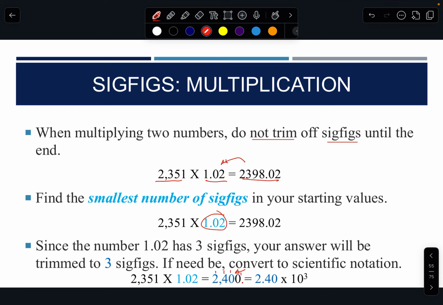So what we need to do is we need to convert this to scientific notation. When we convert it to scientific notation, then we can get rid of that unused number, and we are left with this, 2.40. There we go. Okay.